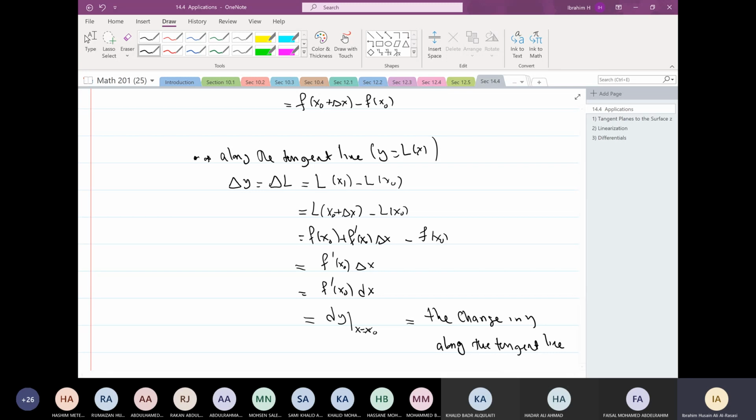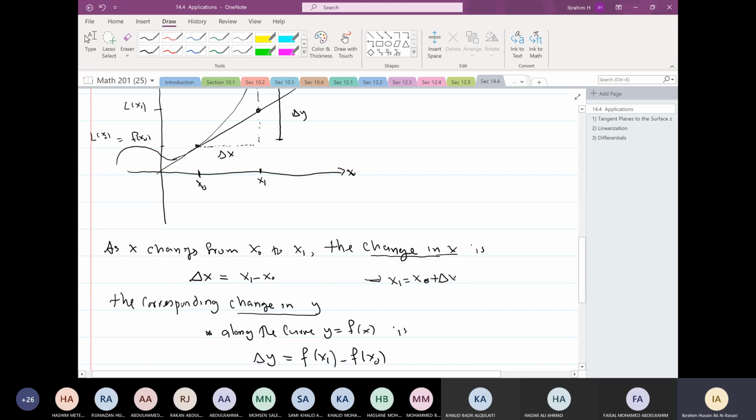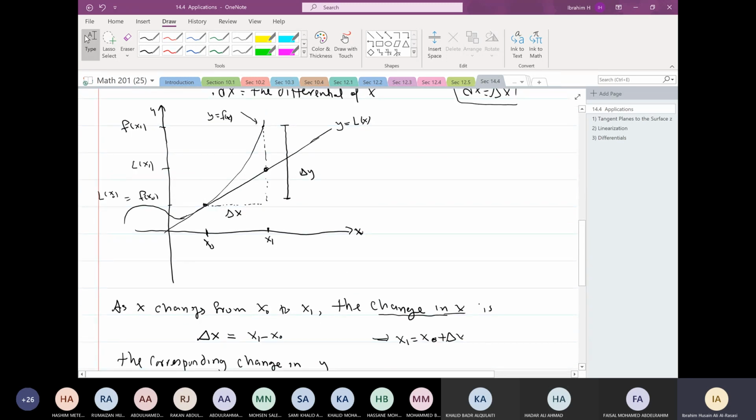To summarize, again, you have a curve and a tangent line at a point x0. From here to here, this is dy. When you move from x0 to x1, there is a change in x. Corresponding to this change in x, there are two changes in y: one change in y along the curve, and one change in y along the tangent line.